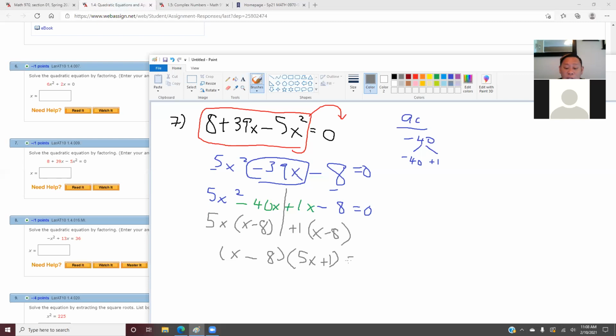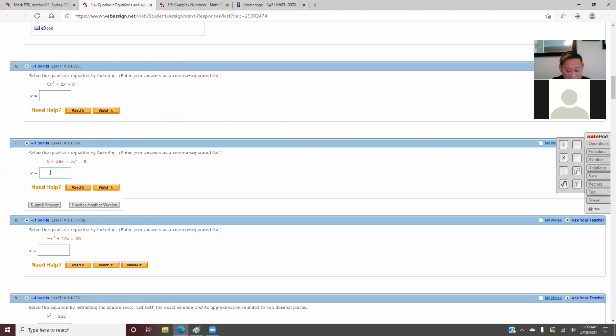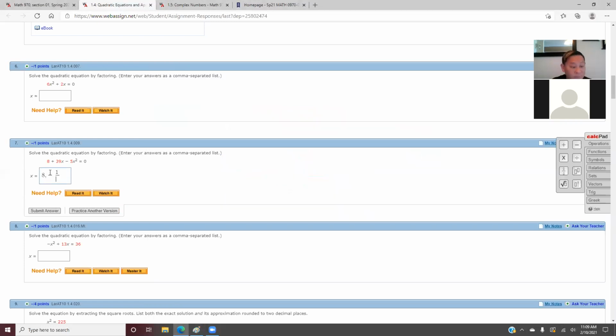So now we begin to solve. When you solve this, you just take each one of these factors equal to 0 and solve for x. If x minus 8 is equal to 0, x in this case will be 8. And in the other case, x will be negative 1/5. So this is how we do question number 7. Your answer is 8 and negative 1/5.